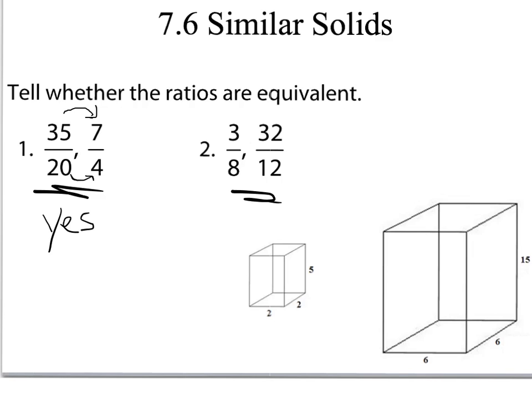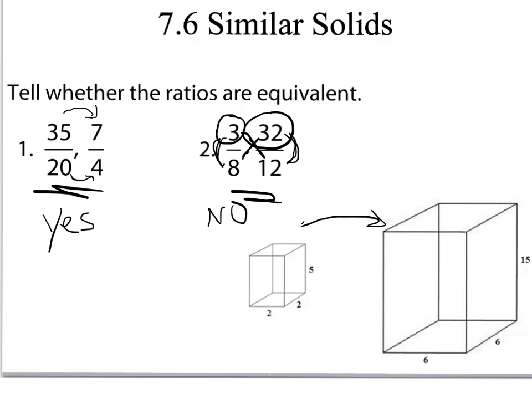3/8 and 32 over 12 is not equivalent. You can do that a couple different ways. You can cross multiply. I also see that 3 is on the top and 32 is on the top over here, and obviously 3 is smaller than 8, 32 is bigger than 12, so that definitely is a no. So that's what we're going to be practicing and working on.